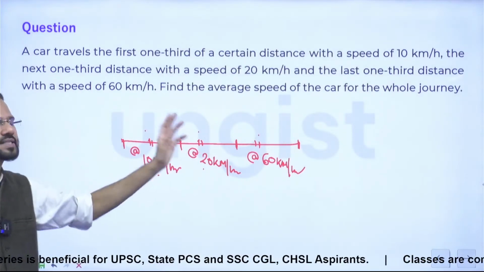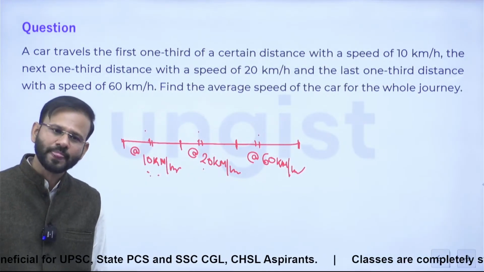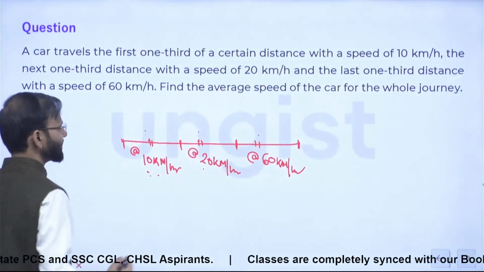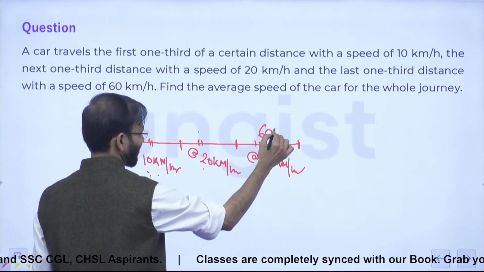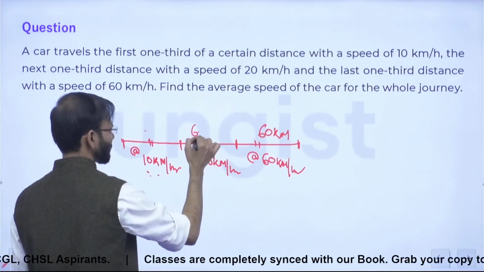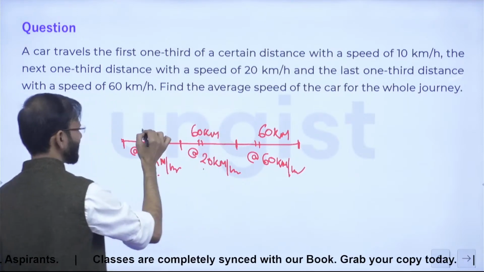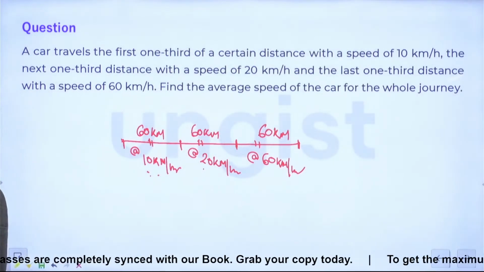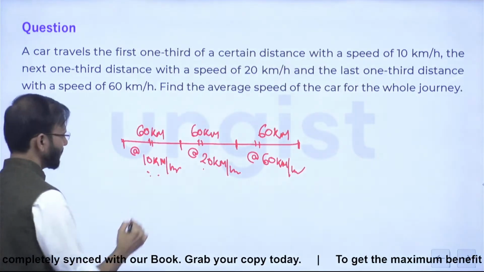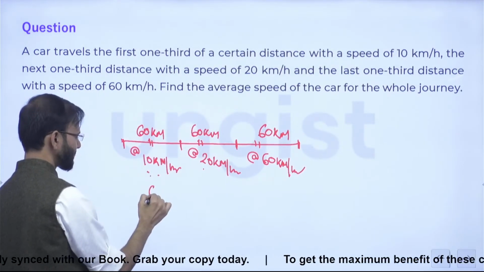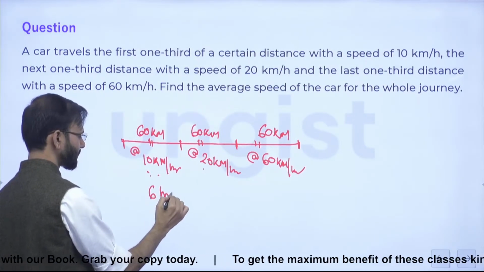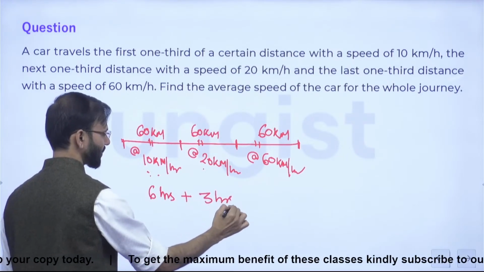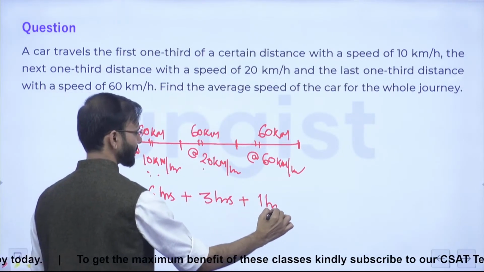LCM of 10, 20 and 60 is what? 60 itself, right? So guys, here let's assume that this is 60 kilometers, this is also 60 kilometers, and this is also 60 kilometers. Guys, fine? Okay. Now, what is the time taken here in the first 1/3 part? 6 hours. Here 3 hours. Here 1 hour.